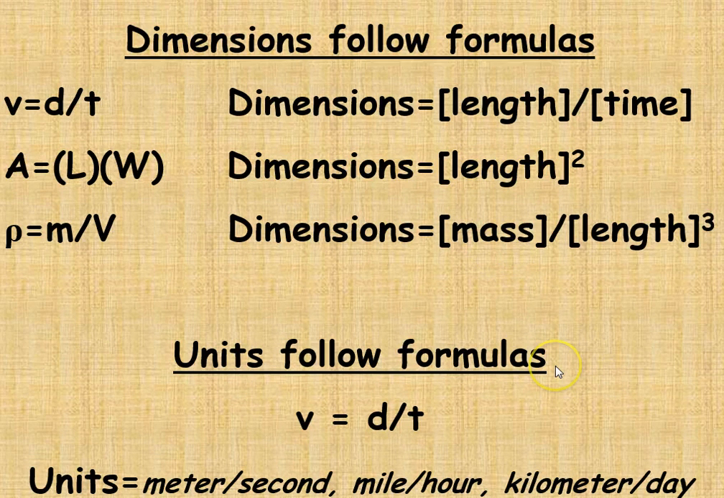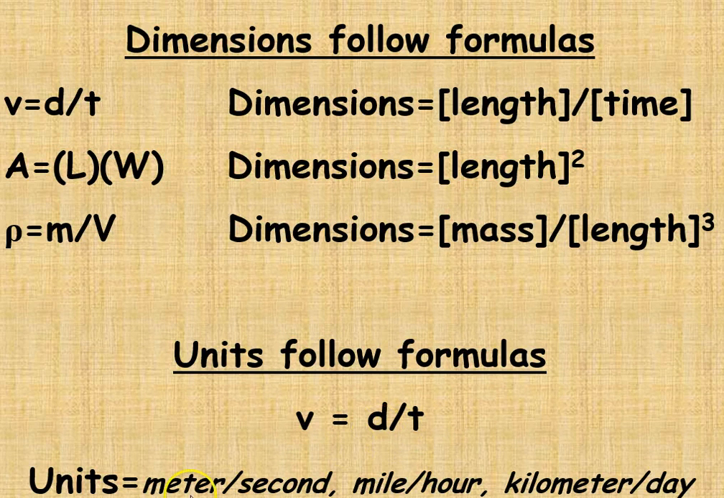In contrast to this, we have units. And students sometimes confuse units with dimensions, but they're not the same thing. So let's just come back to the first formula that we use, velocity equals displacement over time. The dimensions of that formula are always length over time. However, the units can be many different things, and the units simply have to follow the formula.